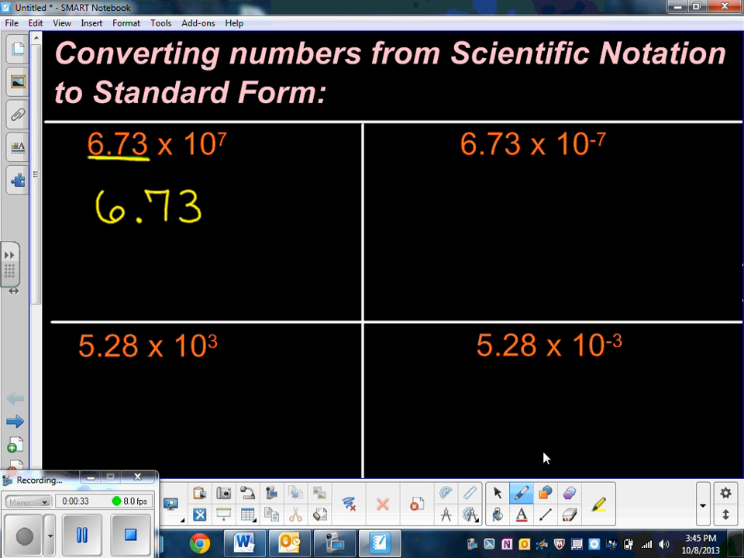Now we examine our exponent. In this case, our exponent is a positive 7. Because it's a positive exponent, we are going to shift our decimal towards the right. And because our exponent is 7, we're going to move 7 spots. 1, 2, 3, 4, 5, 6, 7. And this is the new location of our decimal.